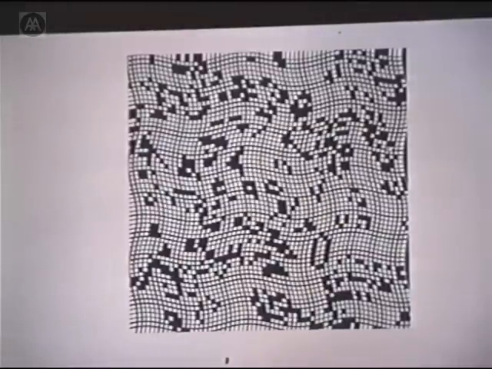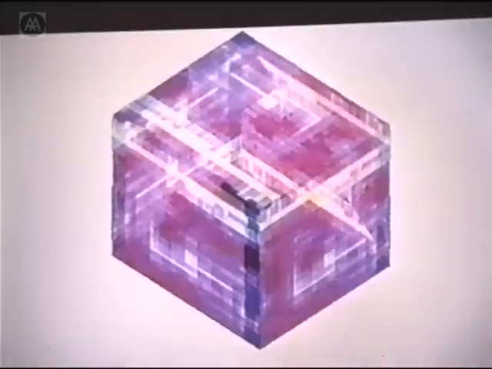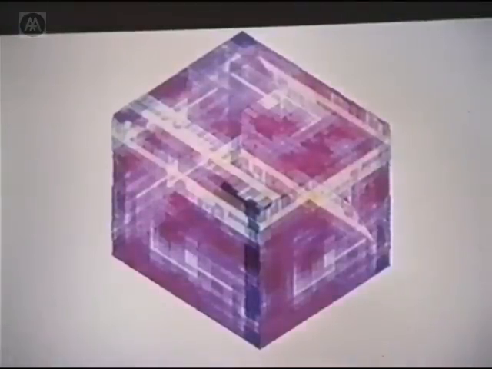What kind of system of organization could one impose on it? And the idea of pixelation as a kind of system, and also in three dimensions.